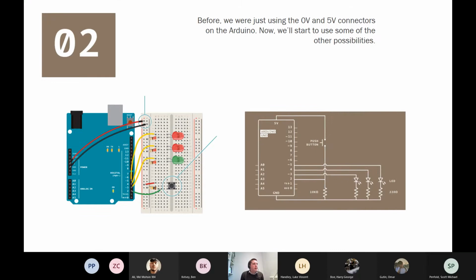Okay, another circuit. Anyone want to guess or tell me what's happening in this circuit? Do they light up in order or after certain times? Exactly. Yeah, good.